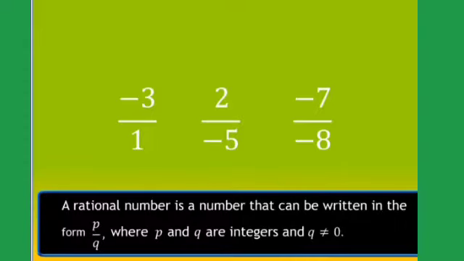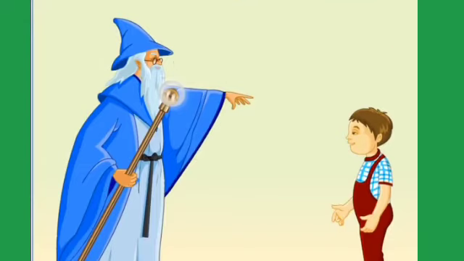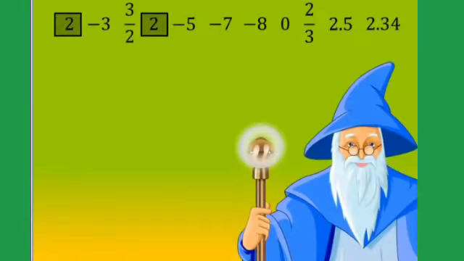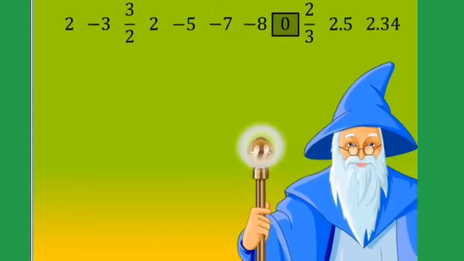A rational number is a number that can be written in the form p divided by q, where p and q are integers and q is not equal to 0. Let's check what all numbers Unc had put into the number machine. Looks like Unc had put positive and negative integers, fractions, 0, and decimal numbers as well.